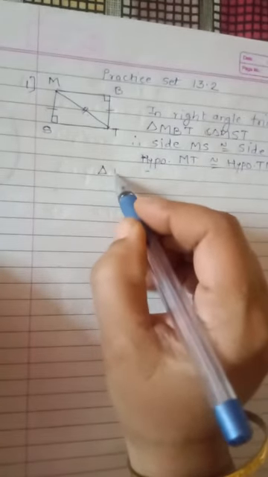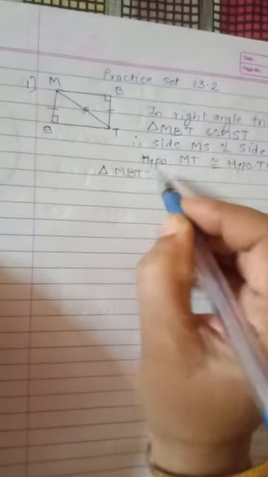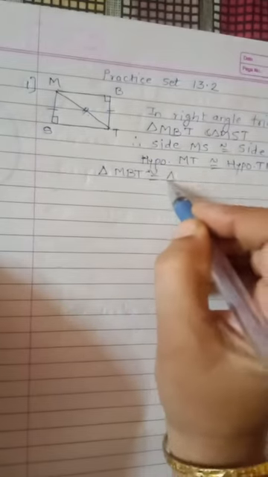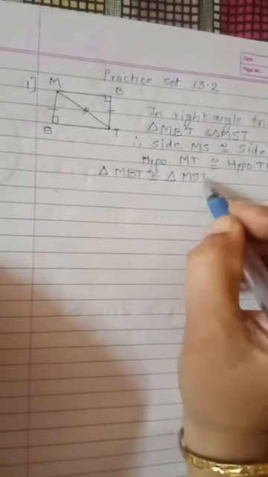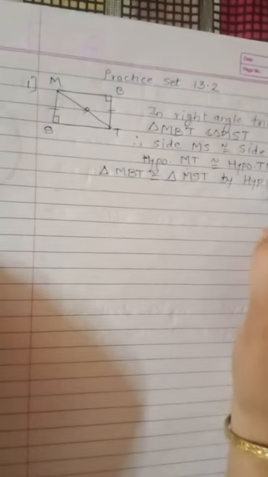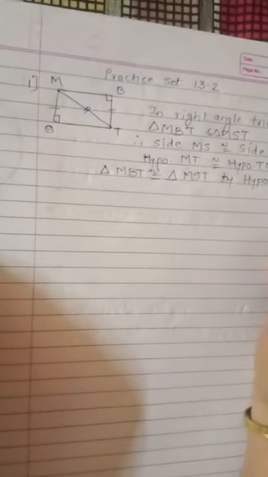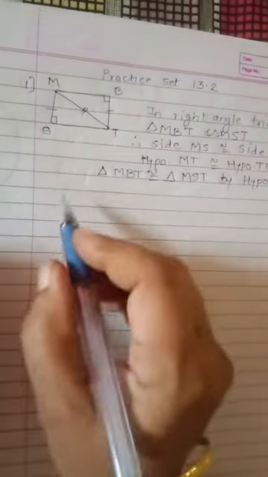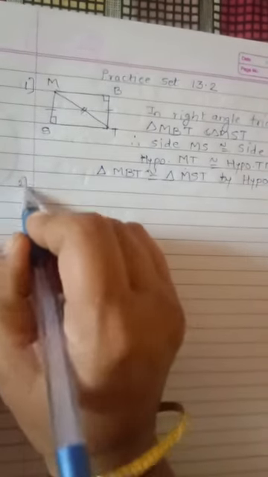Triangle MBT is congruent to triangle MST by hypotenuse side test. So the given two triangles are congruent by hypotenuse side test.